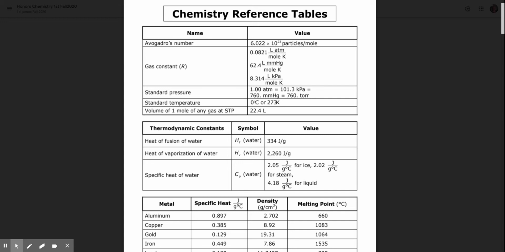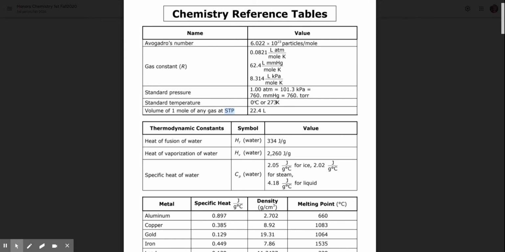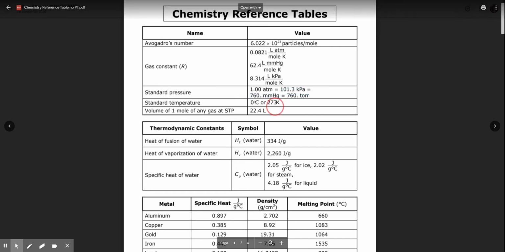Also, that is standard temperature and pressure, that is STP, and the volume of 1 mole of any gas at STP is 22.4 liters. And we use that in gas stoichiometry to go from liters to moles at STP. Also over here, you do have your pressure conversions. So if you have your pressure in atmospheres and need to convert to kilopascals, you can find those values here.